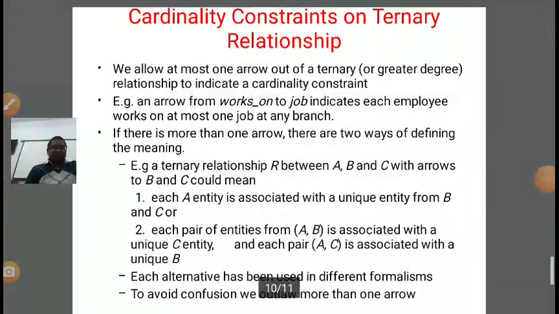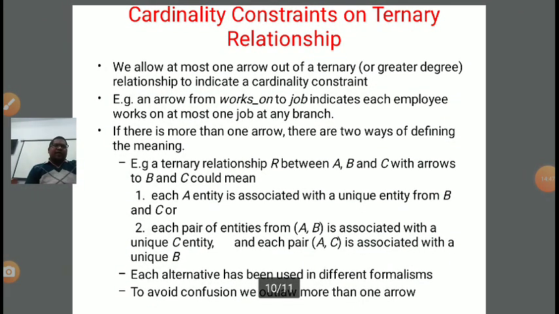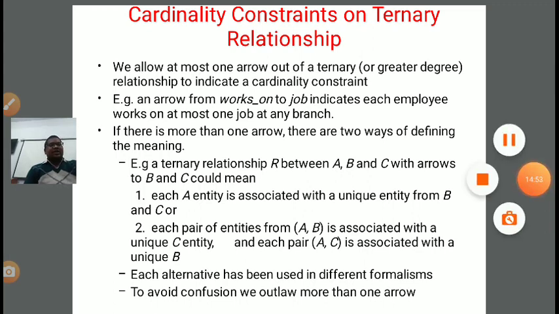Cardinality constraint on ternary relationship. We allow at most one arrow out of a ternary or greater degree relationship to indicate a cardinality constraint. Example, an arrow from works on to job indicates each employee works on at most one job at any branch. So we are just indicating only one.